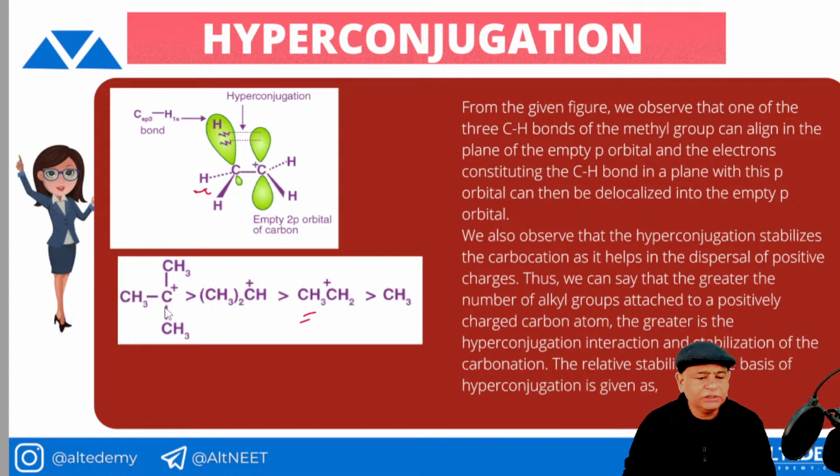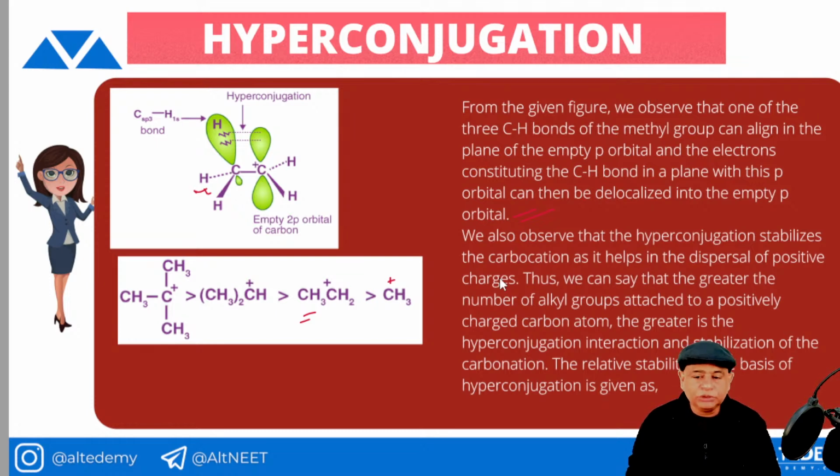We have taken up a couple of compounds here: trimethyl carbocation, dimethyl carbocation, ethyl carbocation, and this is CH3 plus. From the given figure we observed that one of the three CH bonds of the methyl group can align in the plane of the empty p orbital. How will it align? When it is rotating, then only it will align. It is continuously rotating, and I told you rotation around a sigma bond is possible. When it comes in the plane of the empty p orbital, the electrons constituting the CH bond in a plane with this p orbital can then be delocalized into the empty p orbital. This is very important. If somebody asks why it is happening, it is happening because of this rotation. CH3 sigma rotation is taking place.